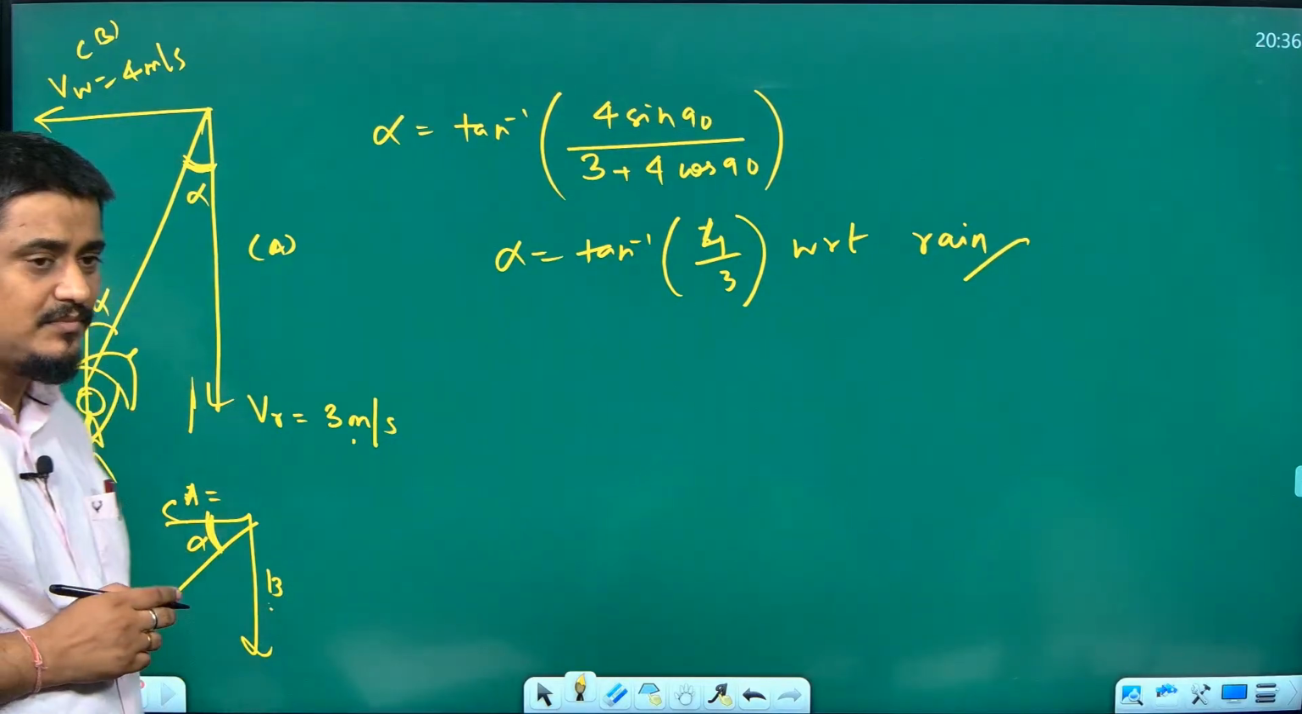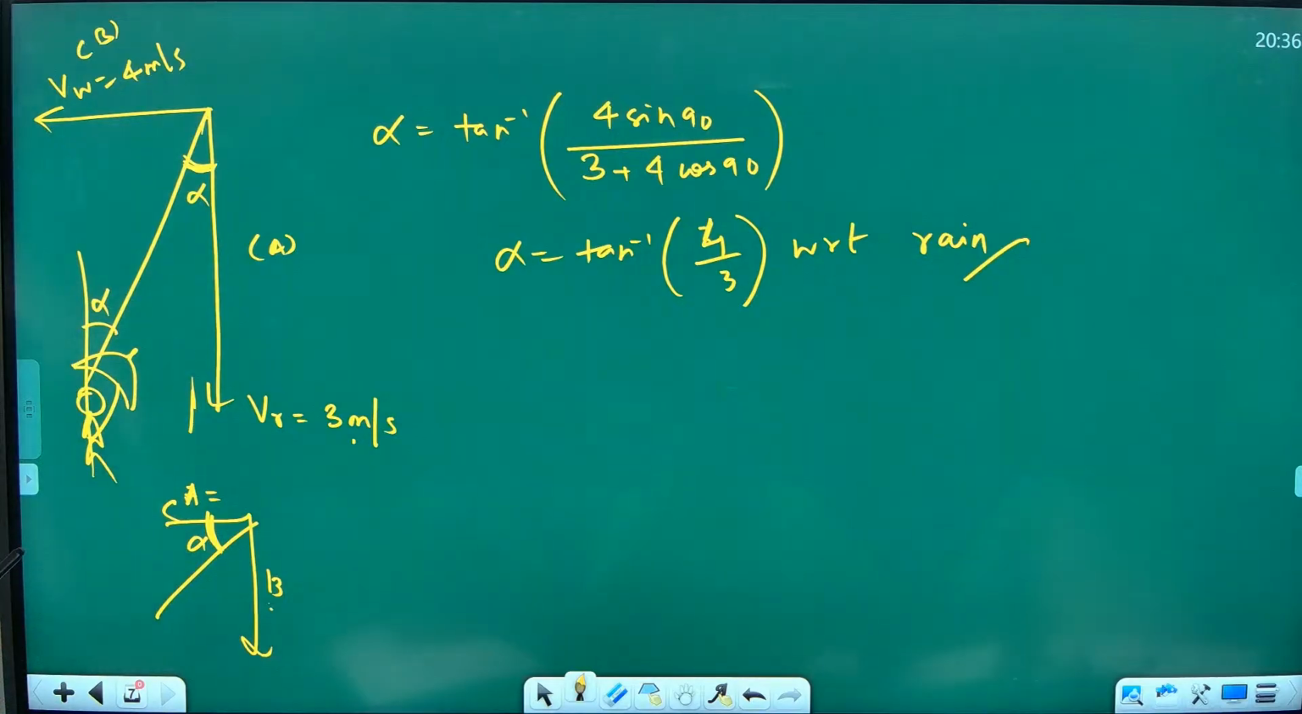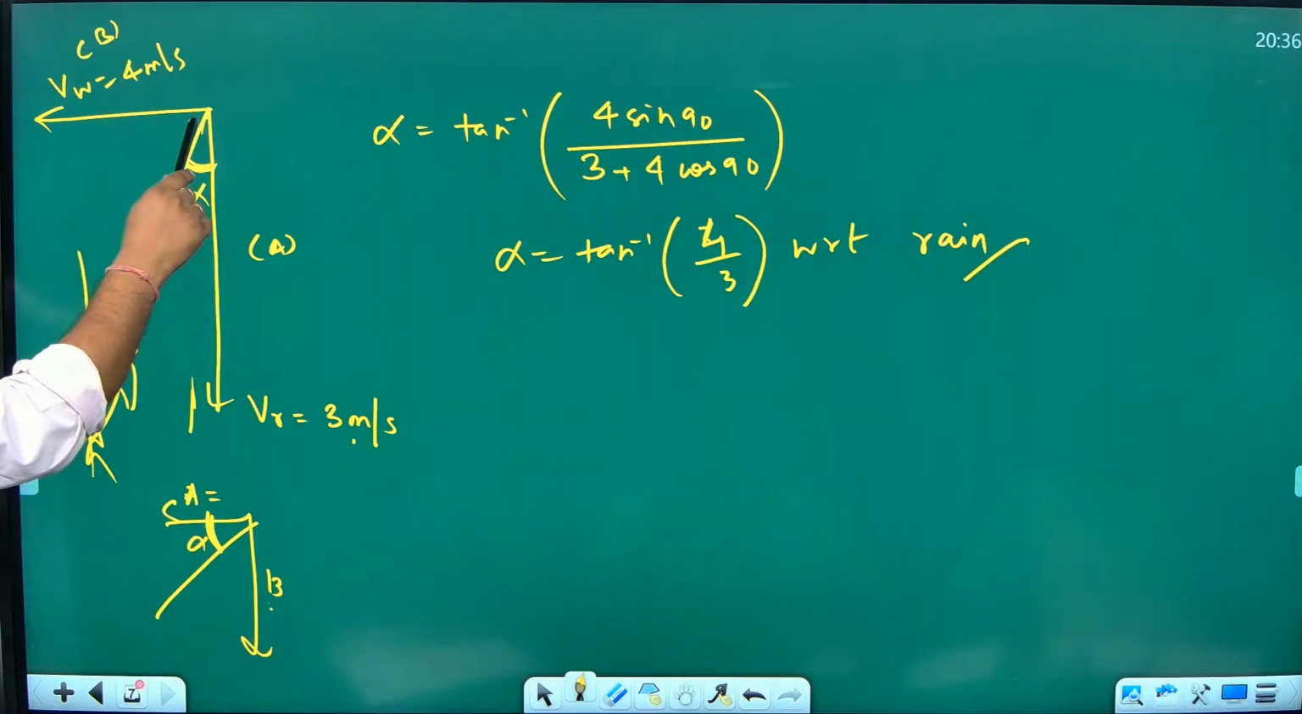What if we draw that horizontal line down? This line? Down.